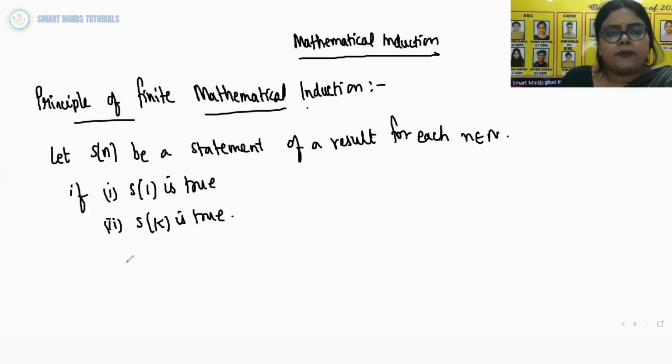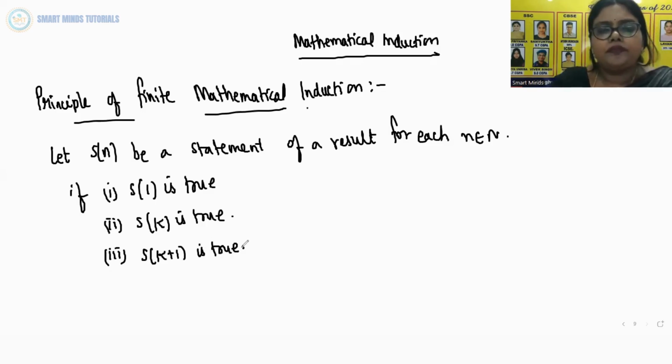But for the principle of complete mathematical induction, we take the third bit also, that is, we show that S of k plus 1 is true. First we show that S of 1 is true, then we assume that S of k is true, and then we prove that S of k plus 1 is true. So in this chapter we have some useful formulae. What are the formulae? Let us make a note of it.